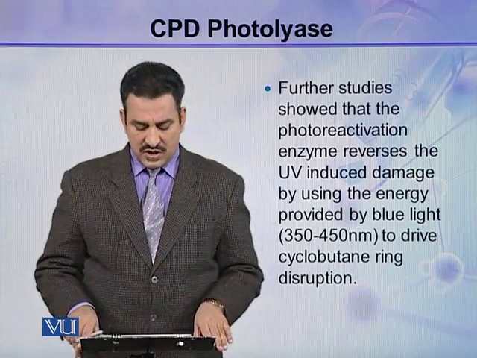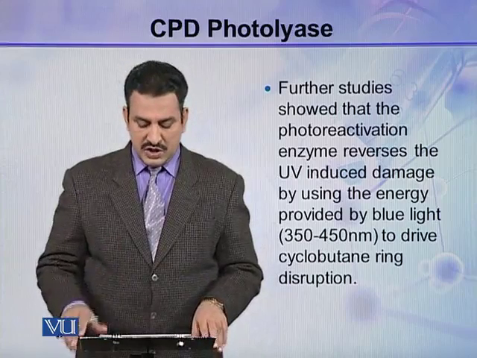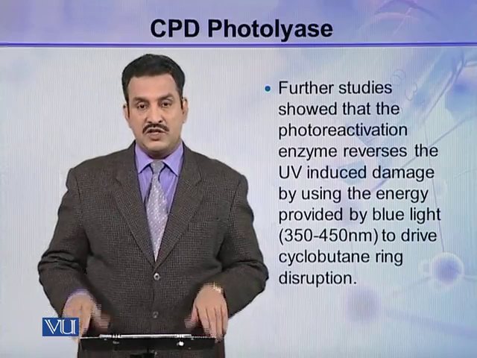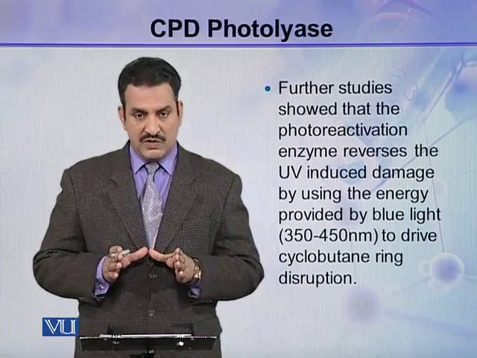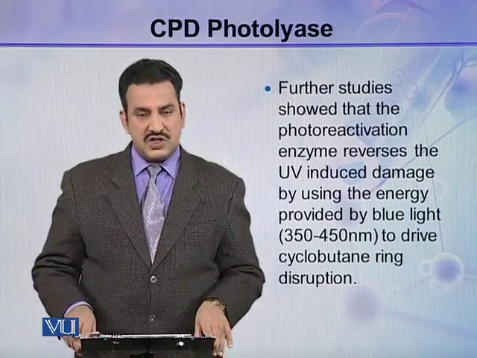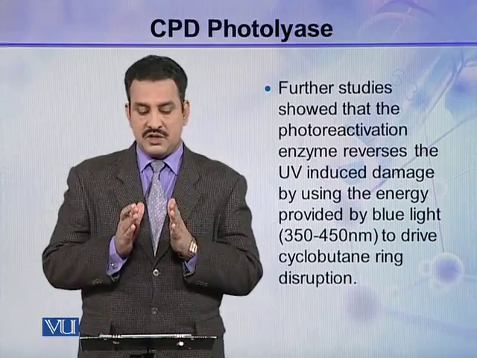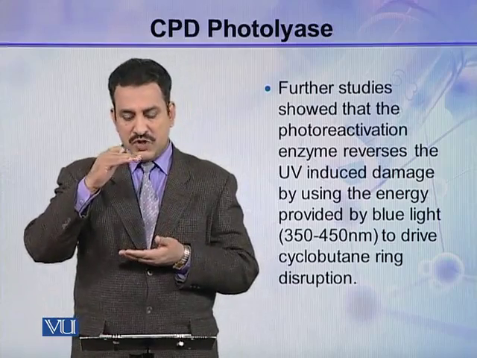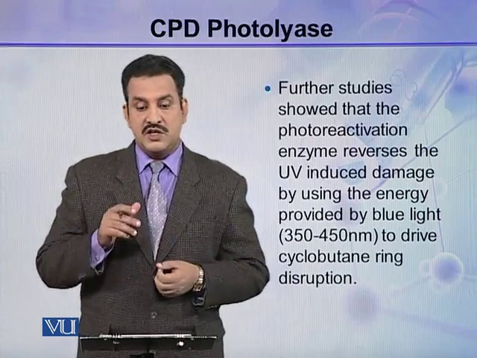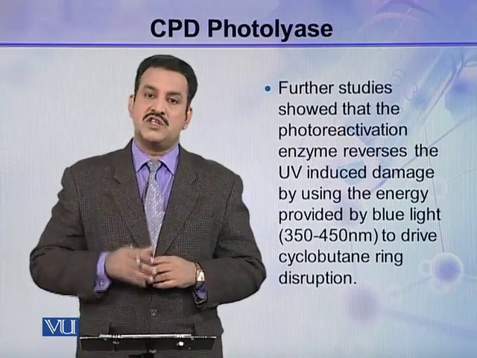Further studies showed that the photoreactivation enzyme reverses the UV-induced damage by using the energy provided by blue light, and this blue light ranges in wavelength between 350 and 450 nanometers. This energy is used to disrupt the cyclobutane ring. A ring is formed between two adjacent bases after UV irradiation, and during the reversal of this damage, this ring is disrupted.